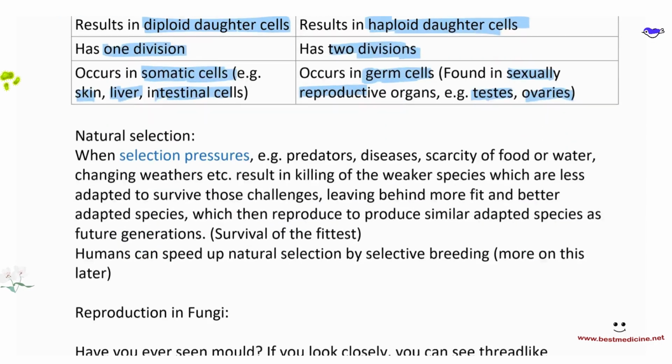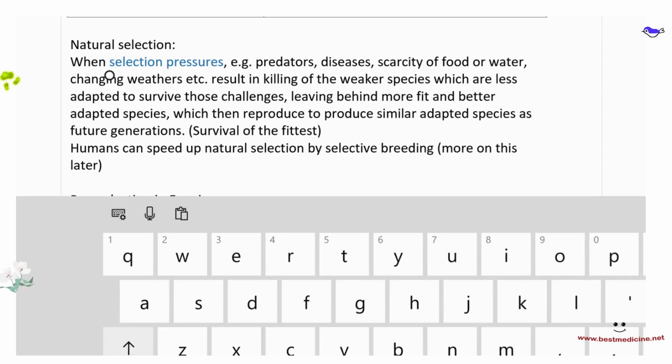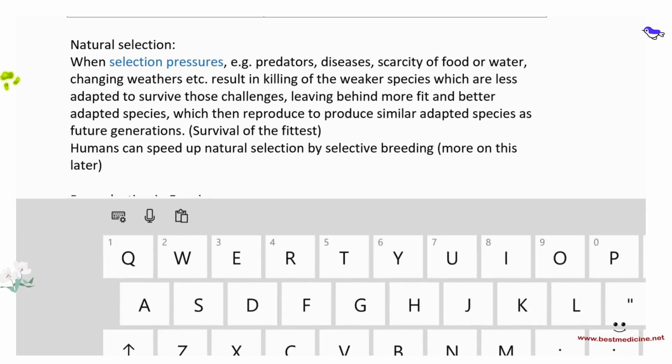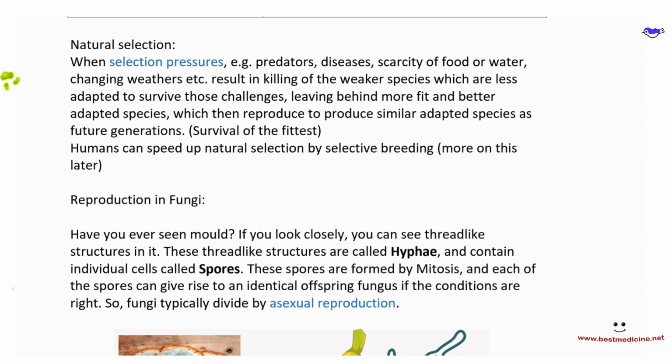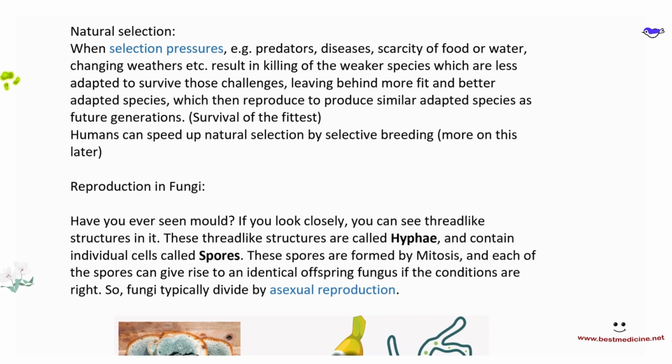So that brings us to the next part: natural selection, and I want to really talk about this. What is natural selection? Have you heard of this term before? I'm sure you have. Natural selection is something we already explained earlier. Selection pressures from nature, like predators, diseases, scarcity of food or water, and changing climates, result in the killing of the weaker, less adapted species. Only the fittest will survive, leaving behind more fit and better adapted species.